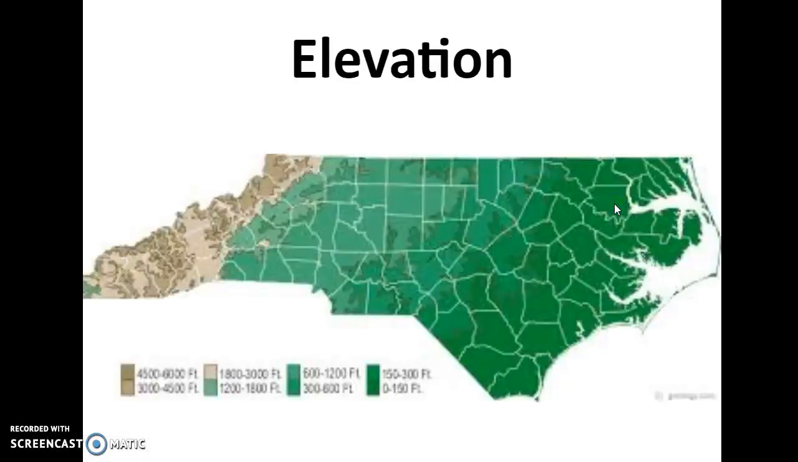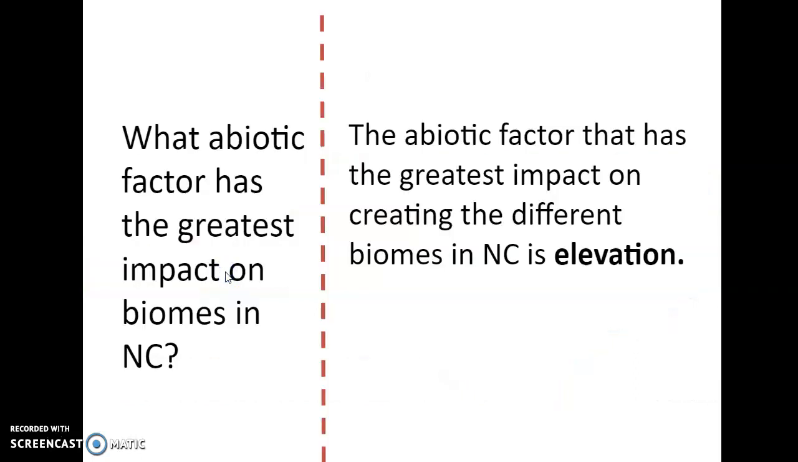So we know, based off of our 3 biomes, our mountains, our Piedmont, our coastal plains, that elevation, so how high we are, really determines what kind of biome we have in North Carolina. So what abiotic factor has the greatest impact on biomes in North Carolina? We just talked about this. So the abiotic factor, the non-living factor that has the greatest impact on creating the different biomes in North Carolina, is elevation.